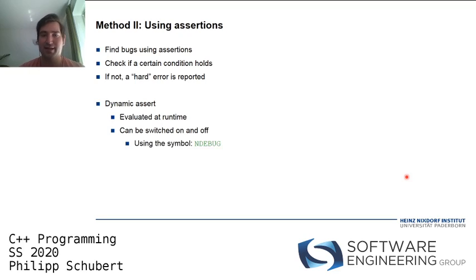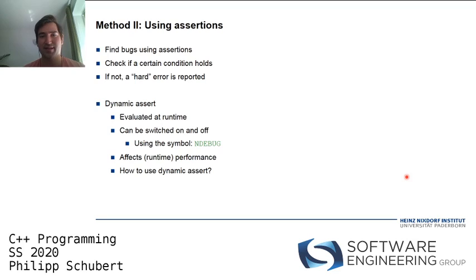You can disable all dynamic assertions in your program by using the preprocessor symbol NDEBUG, so no debug. If that symbol is available in your program, the dynamic assertions are completely removed from your program automatically. So you don't have to do it by hand. You start using assertions and then you just enable this preprocessor symbol and they are automatically removed. Of course they affect runtime performance, because if you use them, they do some runtime checks, and that might impede performance somehow.